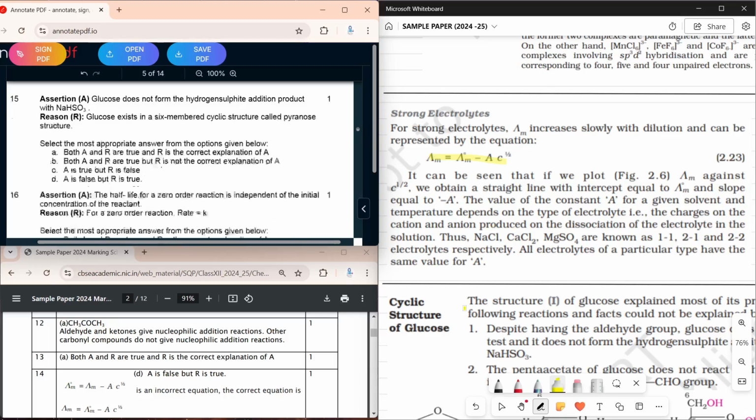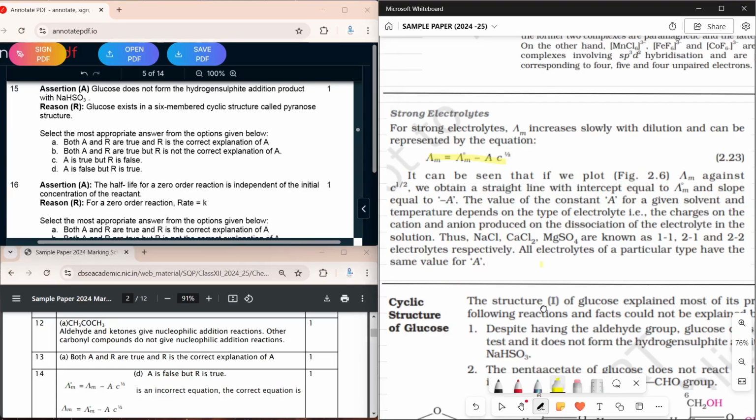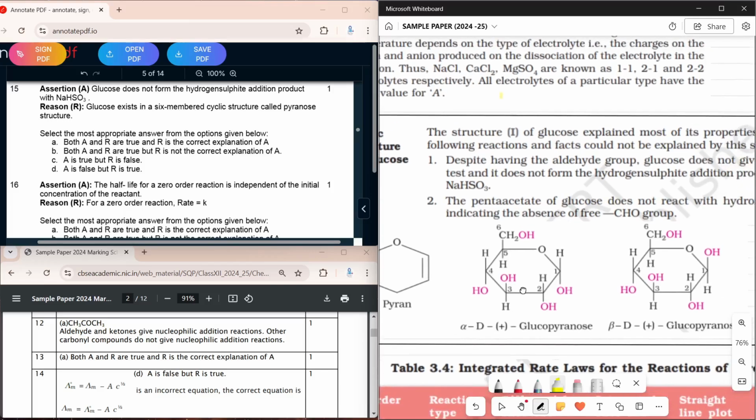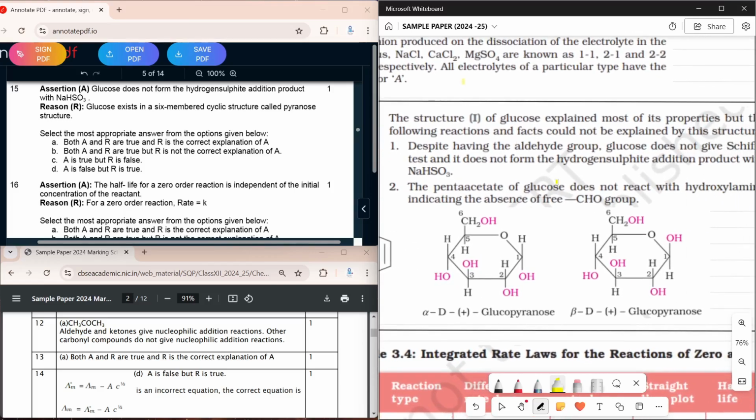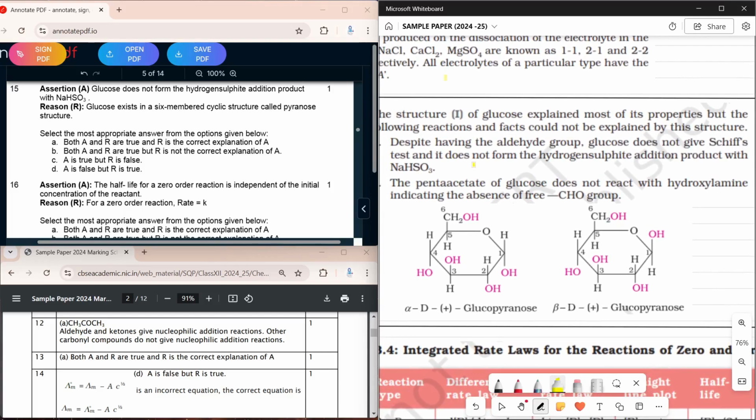So this is based on the cyclic structure of glucose. In the cyclic structure, despite the aldehyde group, glucose does not give Schiff's test, and it does not form the hydrogen sulfite addition product with NaHSO3. So obviously A is true. But for the reason itself, it needs to say that it does not have a free aldehyde group, right? The absence of a free aldehyde group explains why it does not undergo this reaction. Okay, it existing as a 6-membered ring is true.